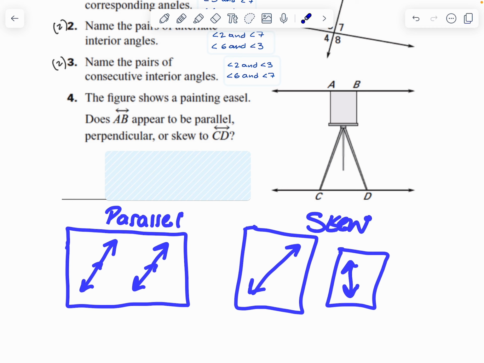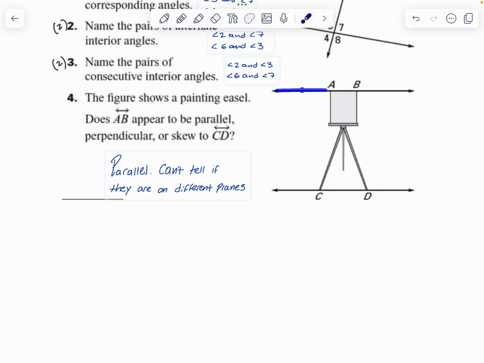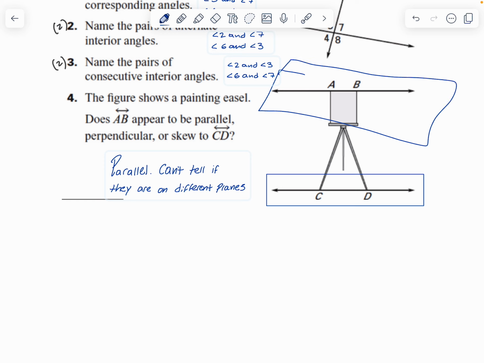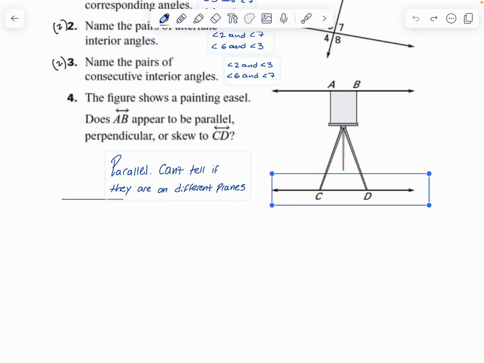But the problem with this problem is that you can't really tell if these are on the same plane or not. So we can't really assume that they're not on the same plane. I'm just going to say parallel. I can't tell if they're on different planes. If the problem was more specific and gave this a plane and gave that a plane, then that's different. So if the problem instead looked like this, where they're on maybe different planes or at least slightly different planes, right, then we could say skew. But right now we just don't have enough information to say skew.